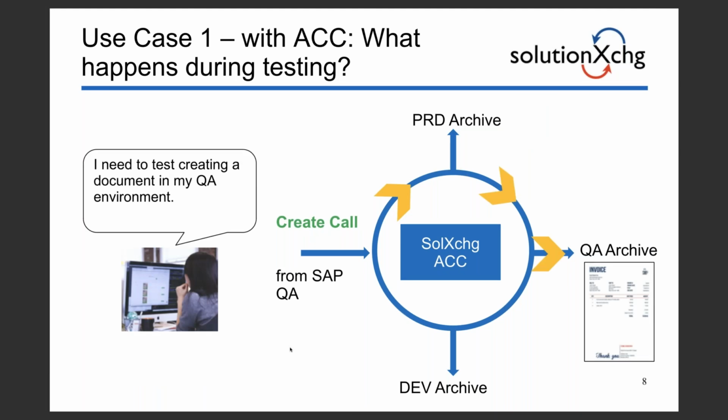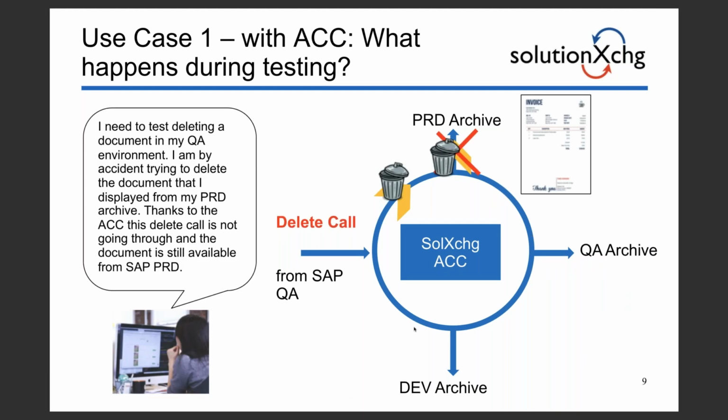Now, if on the other hand, in another scenario, I'm creating a new test document in my QA archive. So here's what happens. The create call from your SAP QA system is routed out. Obviously, the production archive is barred from receiving a create call. The tool is intelligent in a way that it recognizes this is a create call and blocks that create call from ever going to the production archive. The create call is automatically routed to your QA archive, and the document is successfully created in your QA archive.